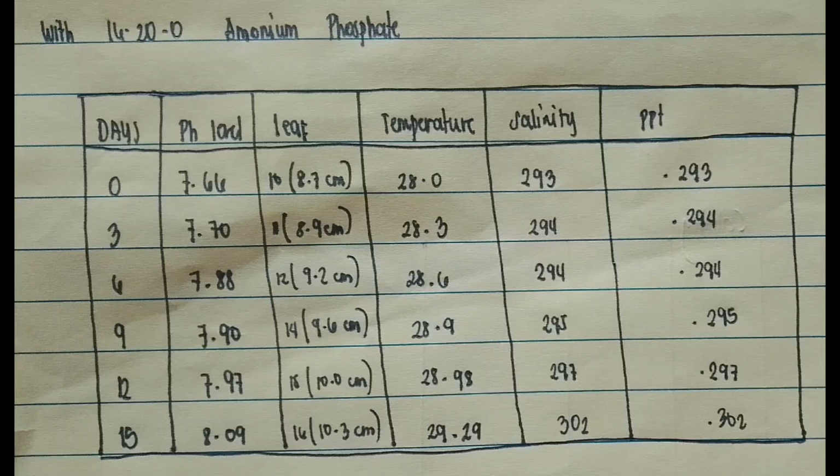The pH level increases from 7.66 up to 8.09, and the leaf count is from 10 to 16, so it is an increase of 6 leaves. The longest leaf is from 8.7 centimeters, it becomes 10.3 centimeters. And temperature from 28 degrees Celsius becomes 29.29 degrees Celsius. And salinity from 293 ppm or 0.293 ppt becomes 302 ppm or 0.302 ppt.